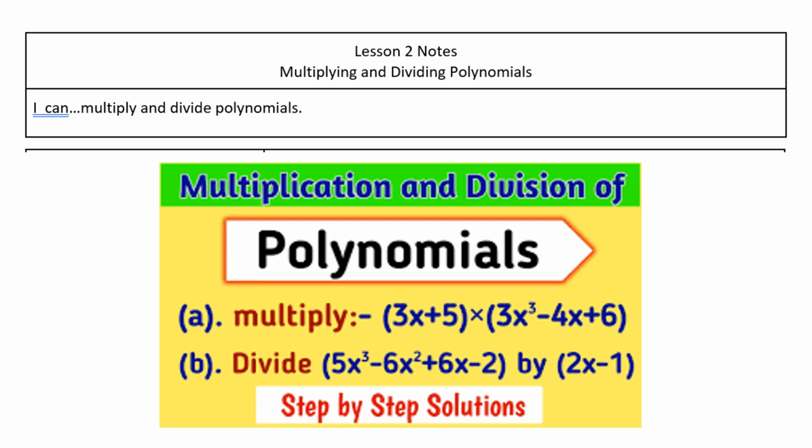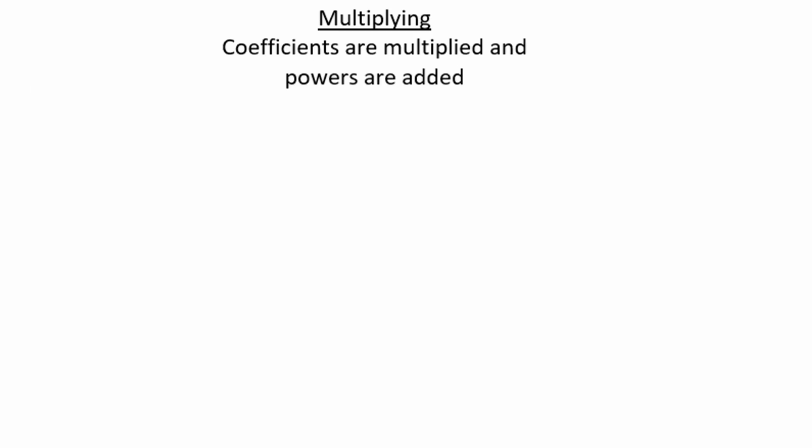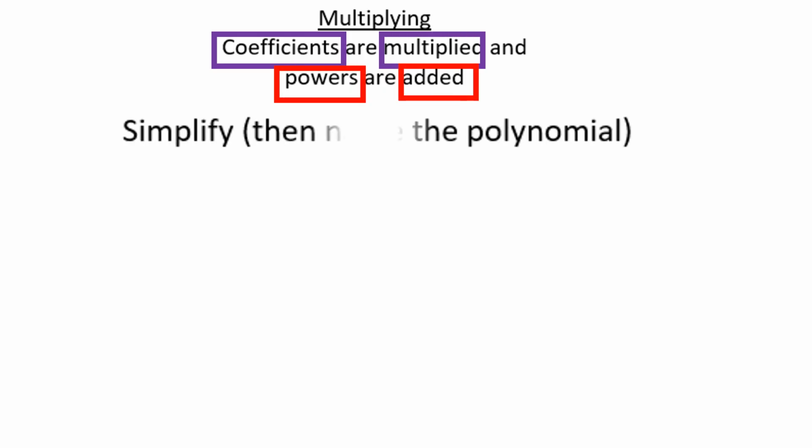All right, so this is lesson 2, and we're talking about multiplying and dividing polynomials. So when you're multiplying polynomials, the coefficients, which are the numbers that are in front, are going to be multiplied, but the powers or the exponents will be added. So let's take a look at an example.